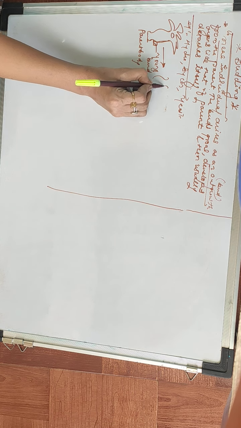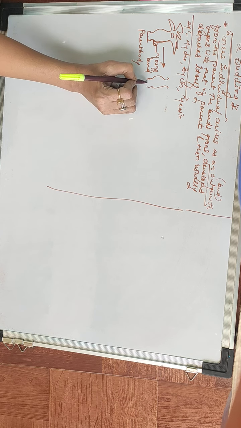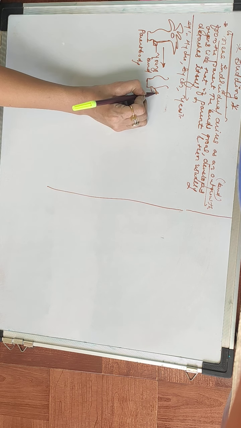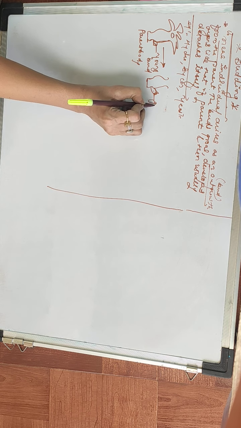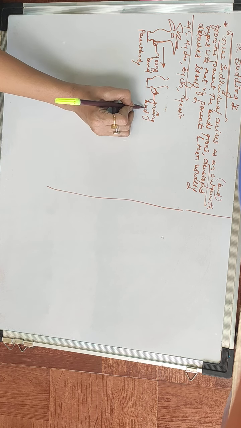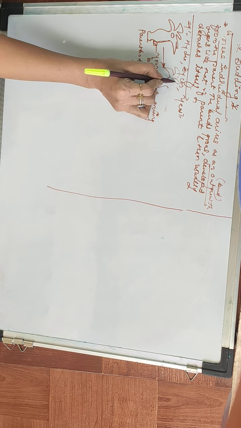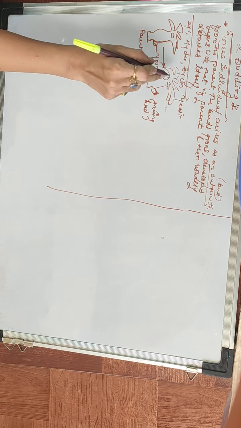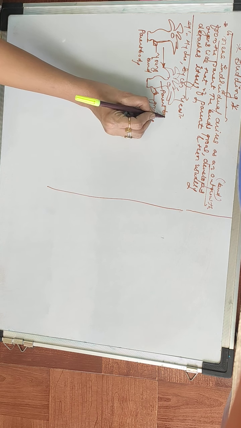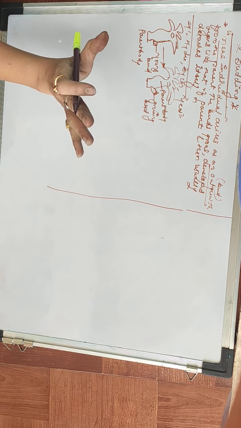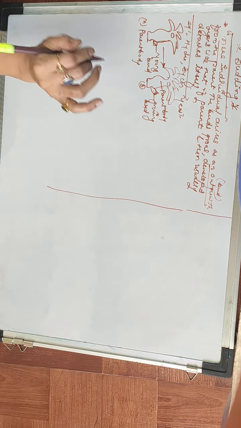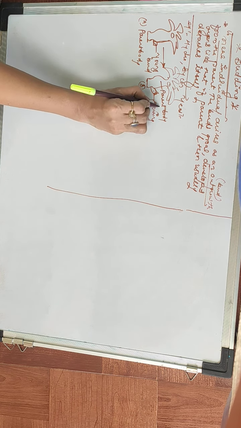Here, the growing bud. This is a parent body. Always draw the diagram. This is the first one and this is the second diagram. Then what will happen next?